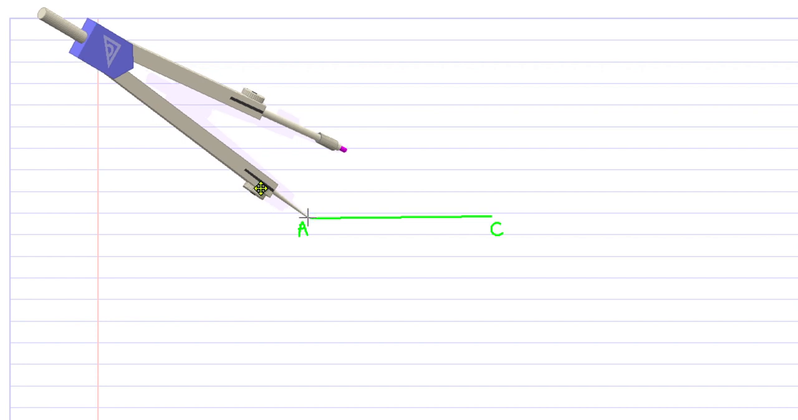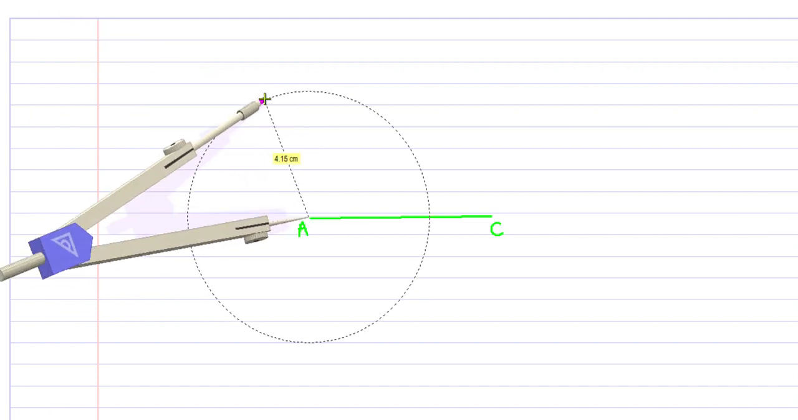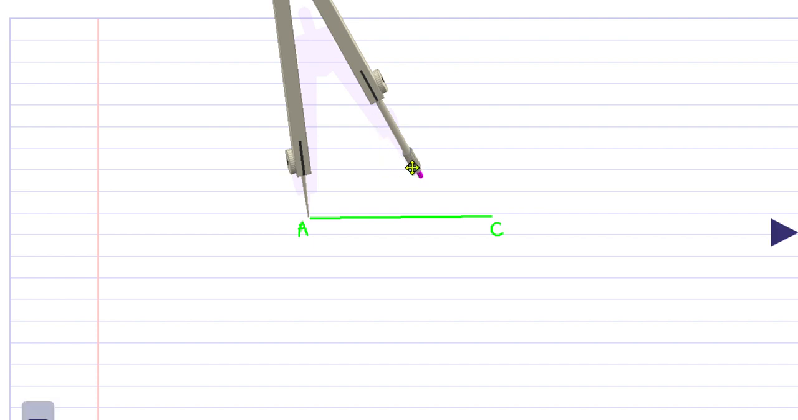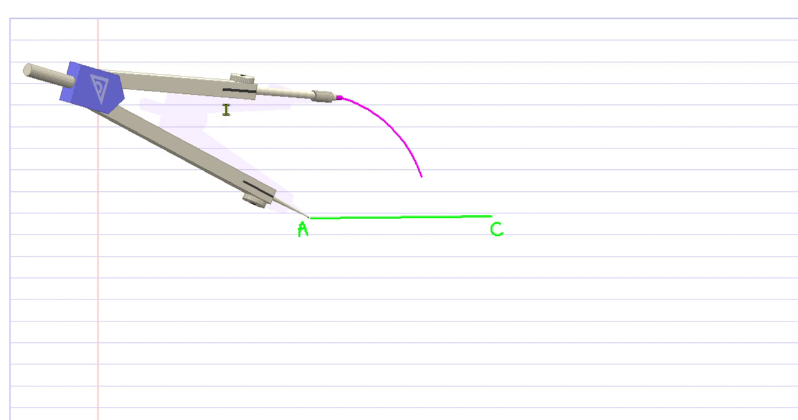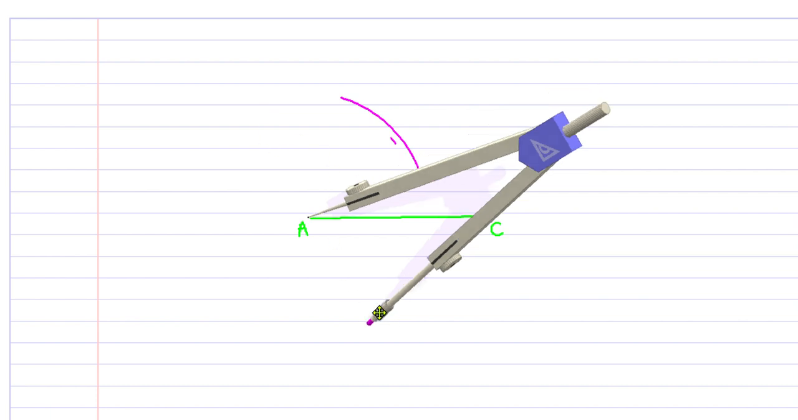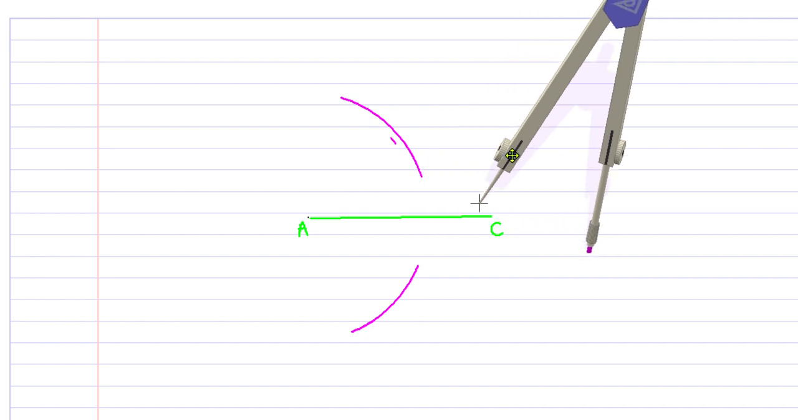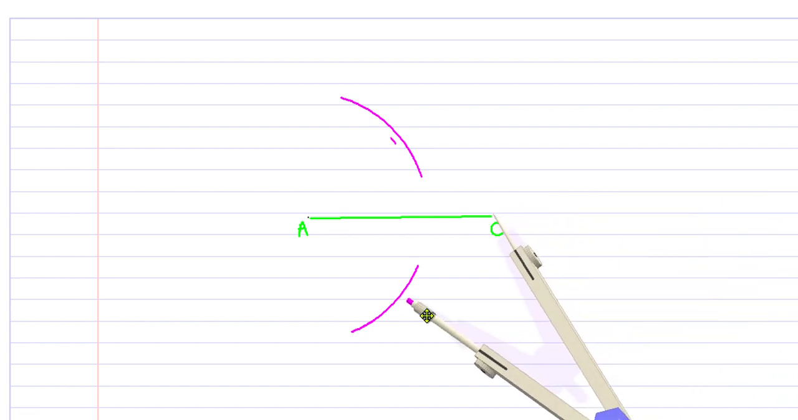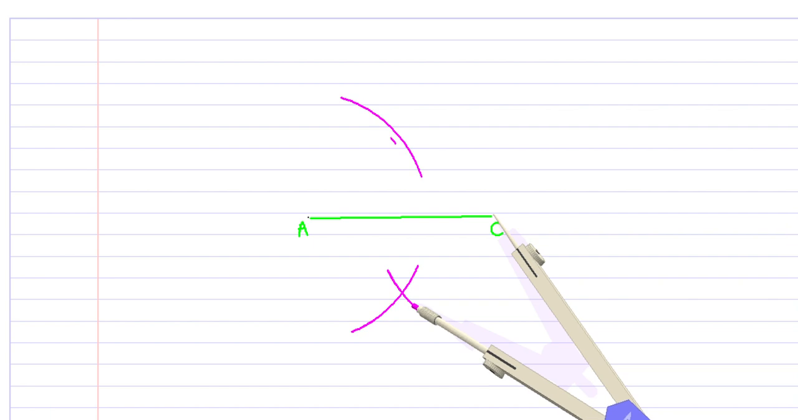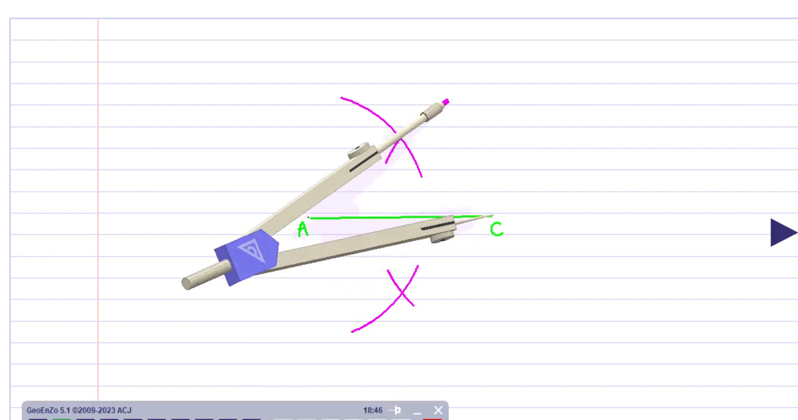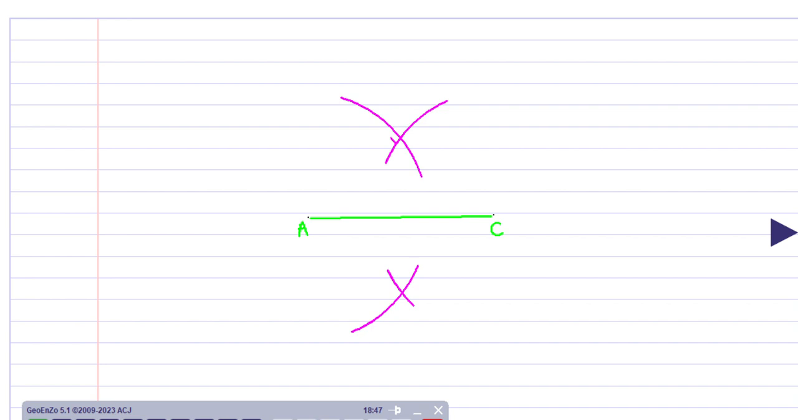And how does one do that? By putting the tip of the compass at one of the endpoints and opening the radius of the compass more than half the length of the segment. Once we choose the radius, keep it fixed throughout. Draw an arc above and an arc below. Now take it to the other endpoint of the segment and with the same radius, draw similar arcs above and below, intersecting the previous arcs. Now we can join the points of intersection of the two arcs.